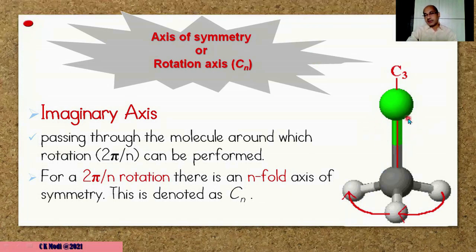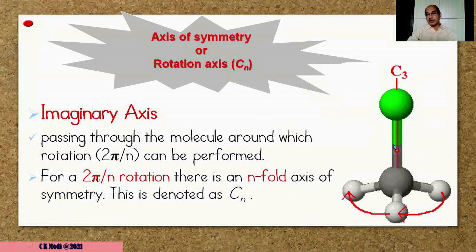After performing cyclic operations, इसको हम cyclic rotate करेंगे at around 120 degree. After 120 degree rotations, these atoms come over here and these atoms come over here, as well as these atoms come over here. So for 2 pi by n rotations, there is an n-fold axis of symmetry, which is symbolized by Cn. Now pi stands for the total degree of freedom, 360.